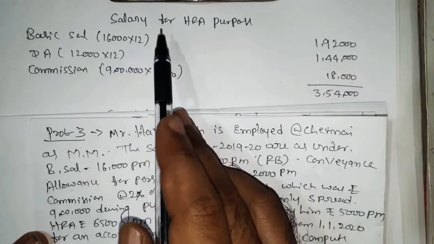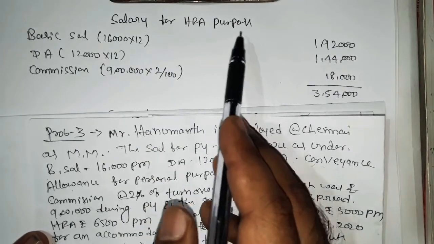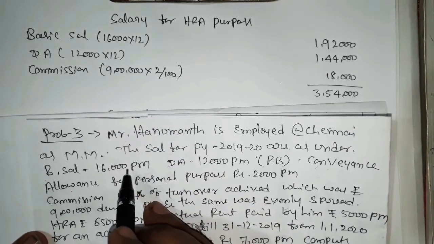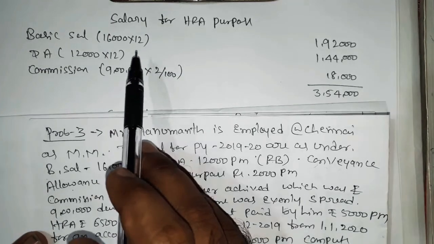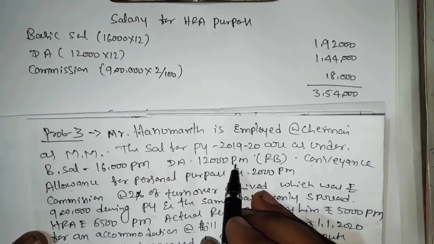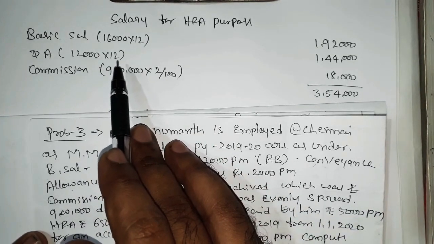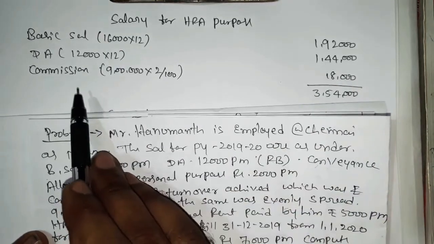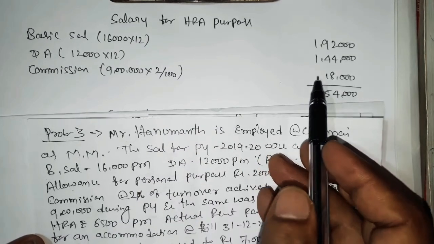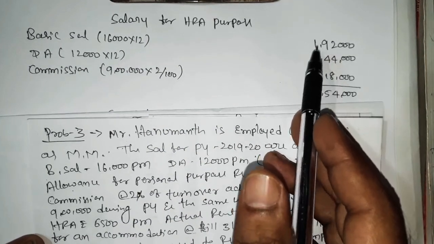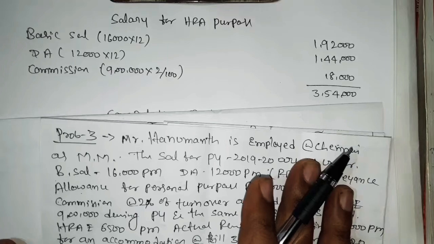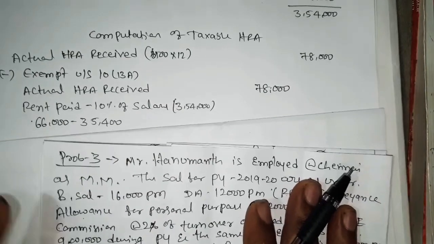First, the salary for the purpose of HRA. We need to calculate the basic salary: 16,000 into 12 because it is per month, that will become 1,92,000. DA is also 12,000 per month, 12,000 into 12, that will become 1,44,000. The commission is 9 lakh rupees paid at 2%, that will become 18,000. When we add all these, we get 3,54,000.